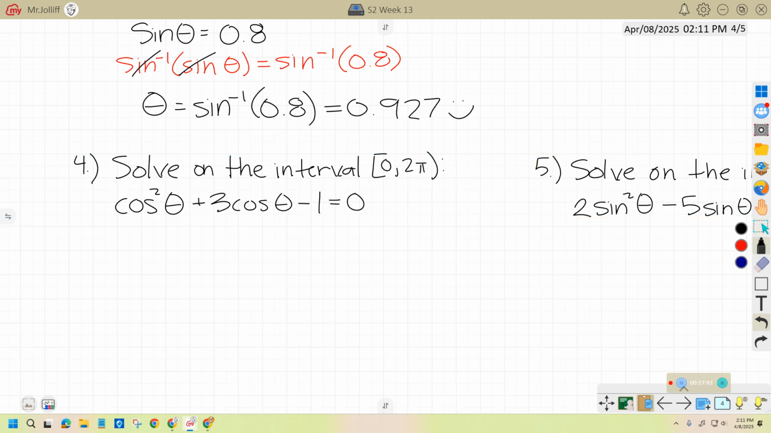All right, so number 4 says solve on the interval 0 to 2 pi, and the equation is cos squared plus 3 cos minus 1 equals 0. That looks a little scary because now there are exponents in there. But as experienced mathematicians, if I ignore the fact that it's a trig function, that format, something squared plus something plus a number equals 0, looks familiar.